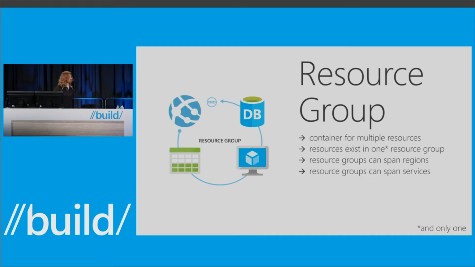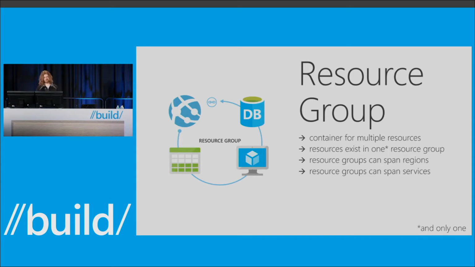So before we go any further, there's an important concept that we need to make sure that we all understand together, and this is the resource group. A resource group is like a folder on your file system. It's a container for multiple resources, okay? Now these resources must exist in one and only one resource group. Resource groups can span regions, so I can have one resource group that contains, for example, a virtual machine in West US and a virtual machine in West Europe. Okay, and additionally, resource groups, as I mentioned earlier, can span services. So I can have a website, a database, a virtual machine, a cache, all inside of the same resource group.